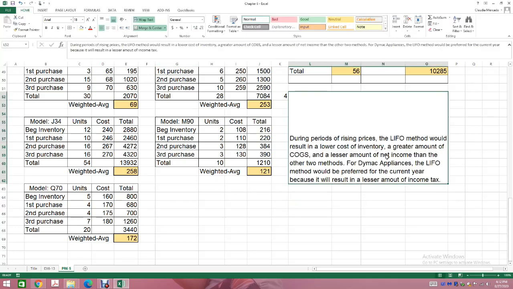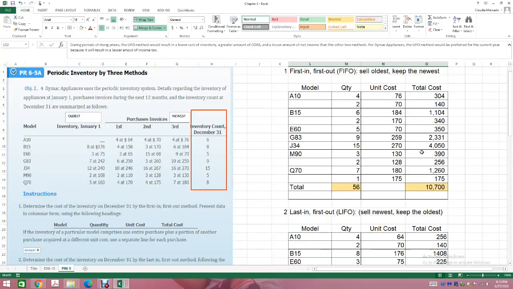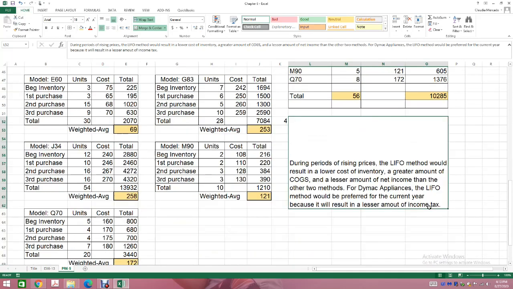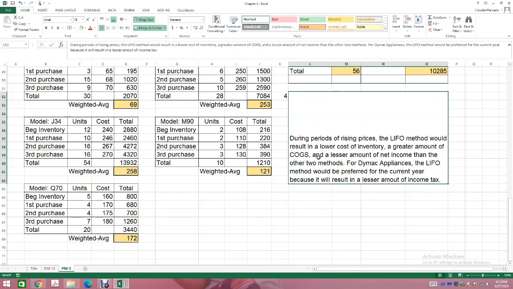So during periods of rising prices, the LIFO method would result in a lower cost of inventory, which it did. It would give you a higher cost of goods sold. Therefore, you're going to have lower net income, lower taxes.